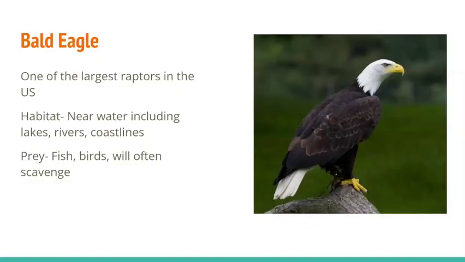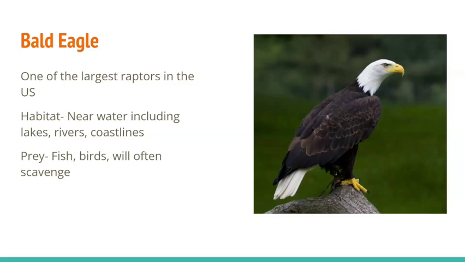So first is probably one of our most iconic raptor species, and that is the bald eagle. They are one of the largest raptors in the US, and for habitat, we typically see them near water. So that can be lakes, rivers, coastlines, streams, really anywhere there's a large body of water, you have the possibility of seeing a bald eagle. As far as prey, they will largely target fish.